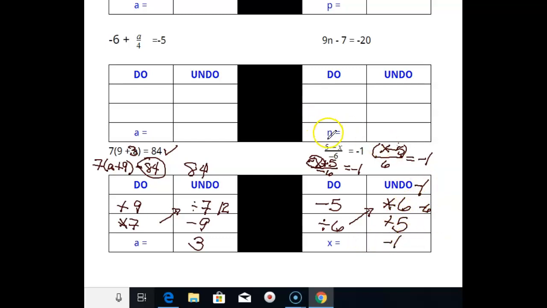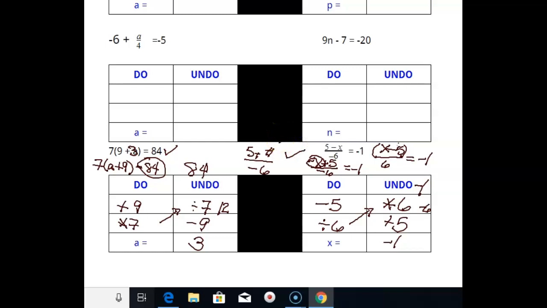I'm going to go back to the beginning and check it. 5 minus a negative 1 divided by a negative 6. So this says 5 plus 1 is 6. 6 divided by a negative 6 is negative 1, and it checks. All right.